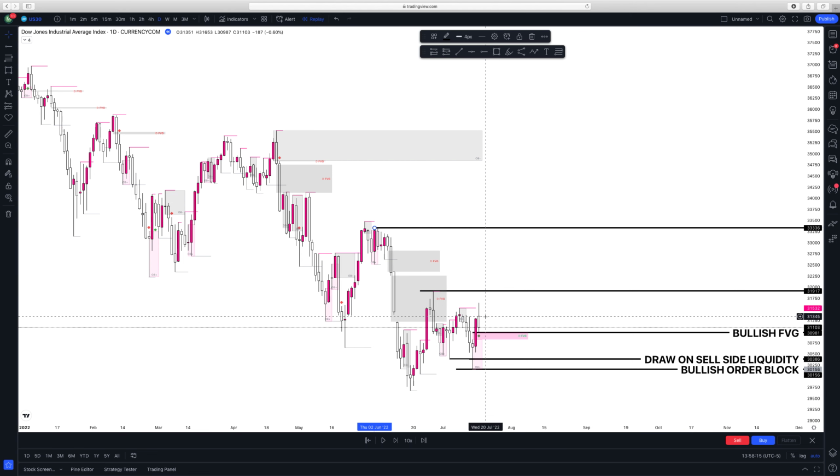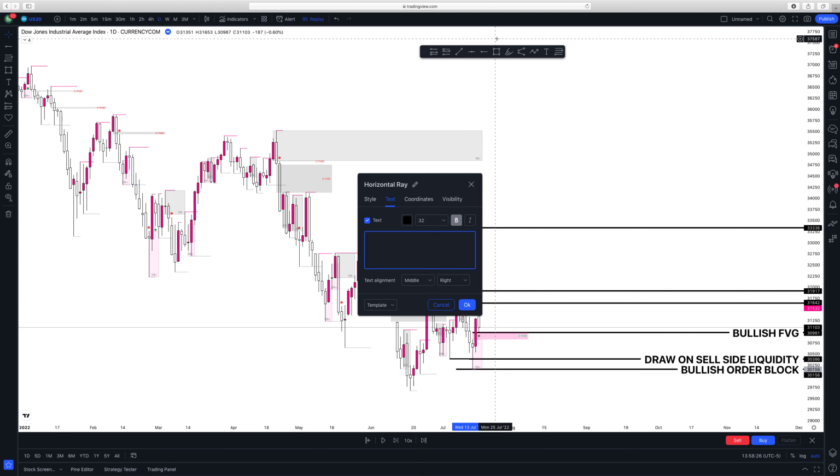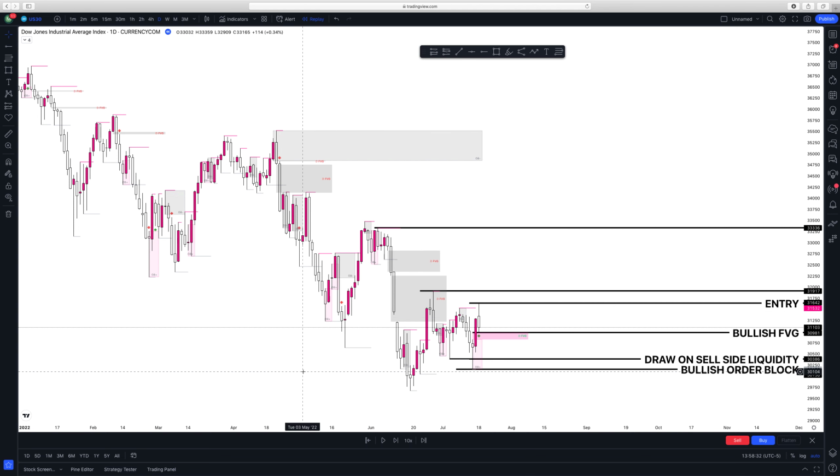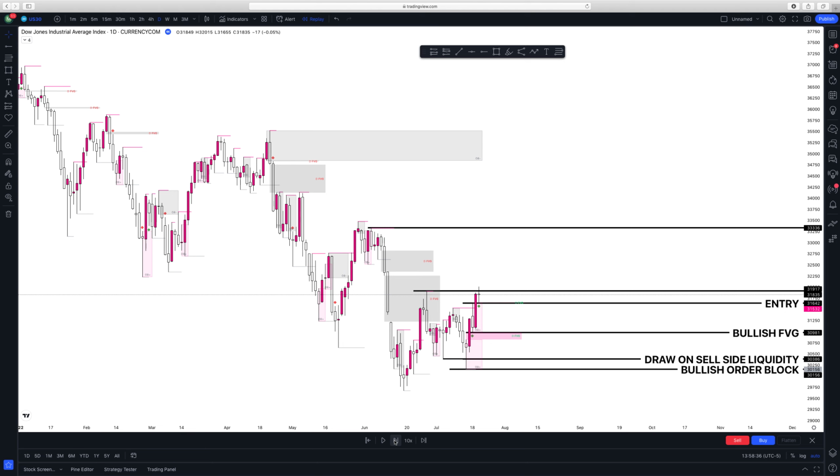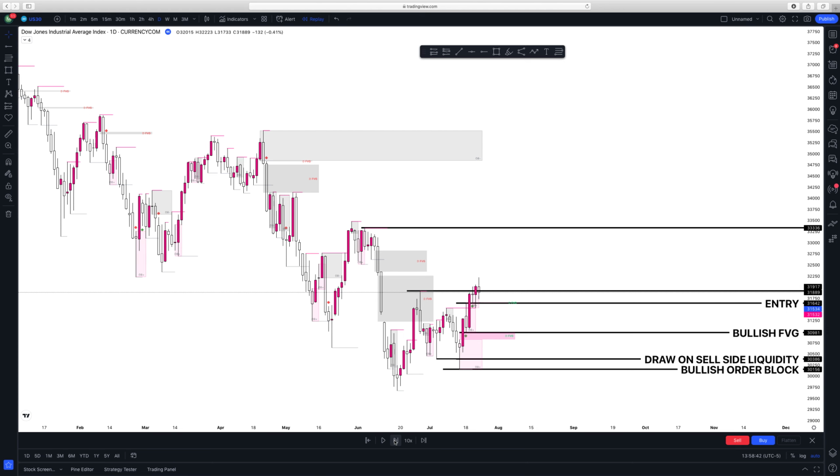Now, my entry would be, once this goes up, a safe entry, so above 31,612. So this is using strat terms. This would be entry. So now that is entry for me to go back towards 33,336.